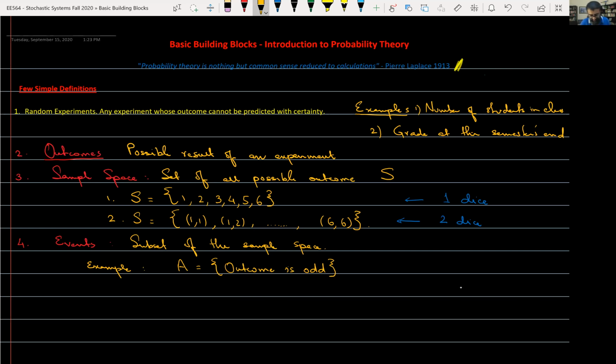So what's the relationship between an outcome and an event? An outcome is an event, right? And an event may be a collection of outcomes. So it's a subset of the sample space. Okay, so that's an event.